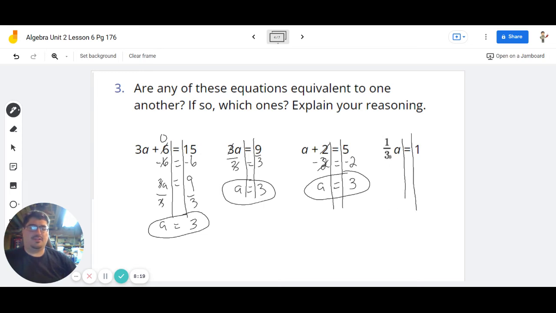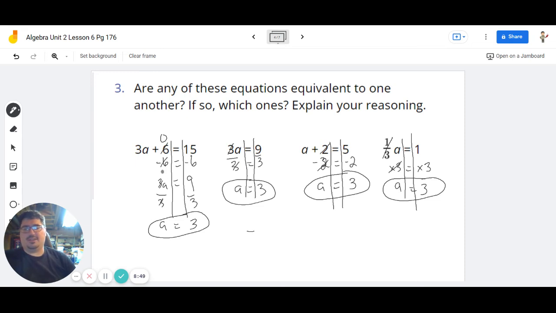And then the last one. Well, 1/3 times a equals 1. Well, this is actually the same thing as 1 divided by 3. So the opposite of dividing by 3 is multiplying by 3. So let's multiply each side by 3. And 1/3 times 3 cancels out to 1, and we're left with a equals 1 times 3, which is 3. So all of them are equal, and we're using opposite operations here. All of these are opposite operations.